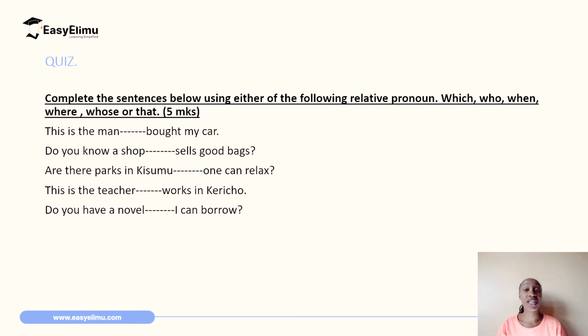So that's it for relative clauses. I hope you have understood and you're now able, if you're given a sentence, to pick out the relative clause. You're able to also pick out the different relative pronouns that introduce the relative clauses. You know which relative pronoun to use where. So for further practice, you can have a look at the quiz.